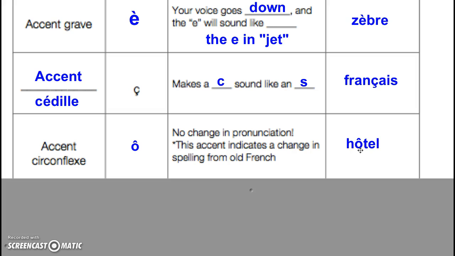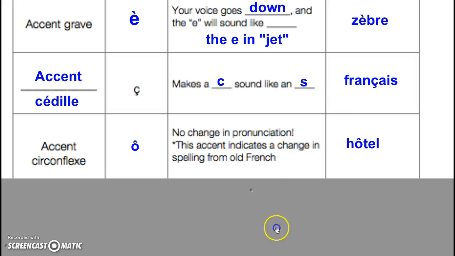So sometimes you may find words in French that have an accent circonflexe, and if you put an S in there after the letter that has the accent on top of it, it may help you to figure out what that word means if you can't figure it out just by looking at it. Hotel is clearly one where you can just look at it and know what it means.